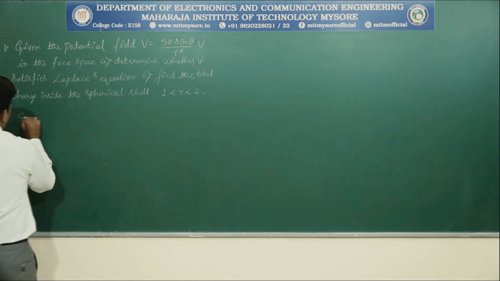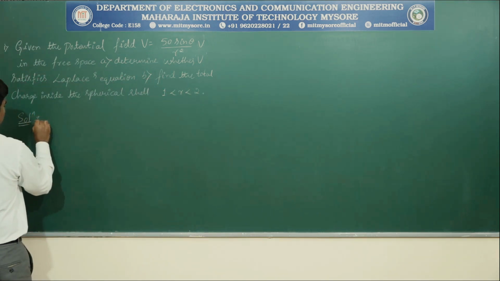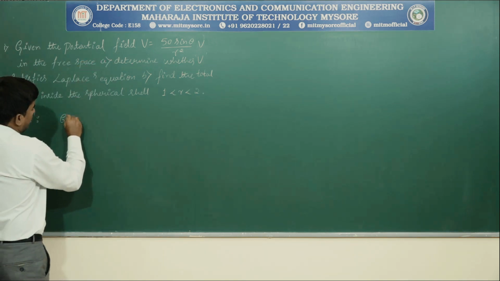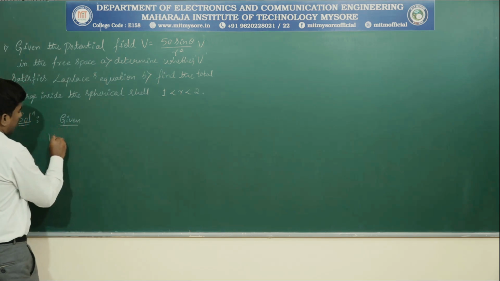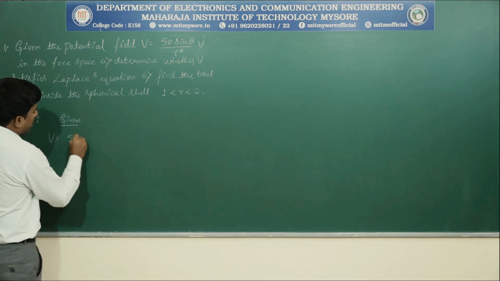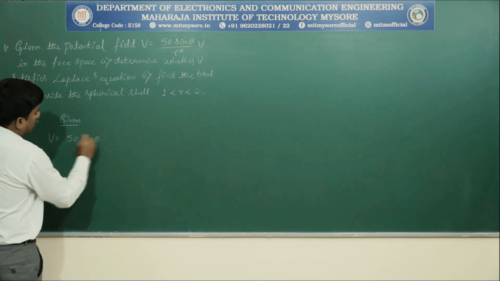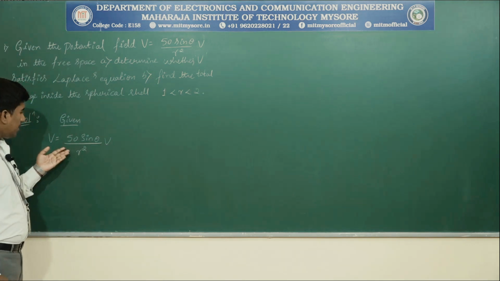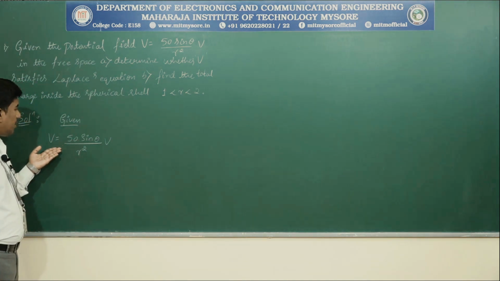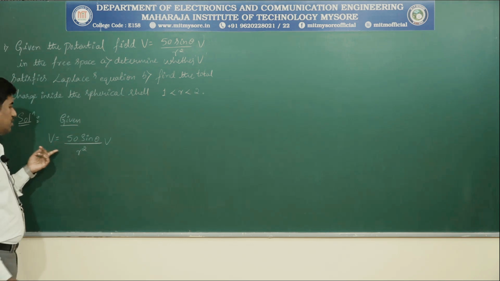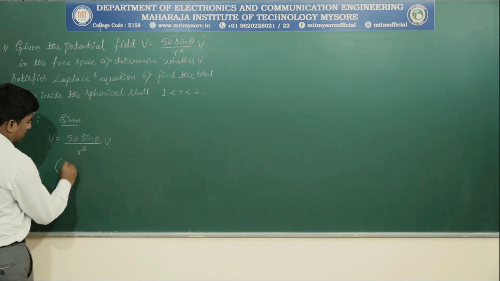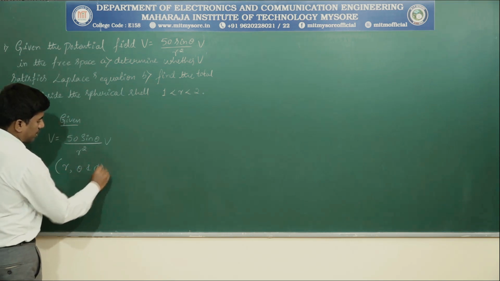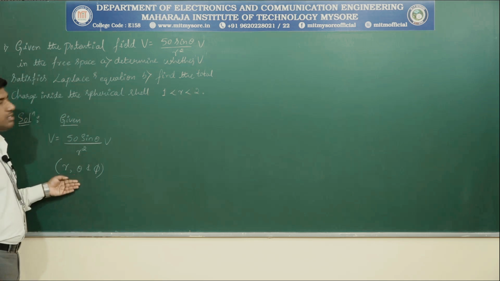Let us see what all the things we need to identify. First and foremost, the given component is V. Potential is given, that is 50 sin theta divided by r square volt. By looking at the given statement, the potential is in spherical coordinate system. Therefore, in spherical coordinate system, the coordinates are r, theta and phi. These are the spherical coordinates we need to consider.